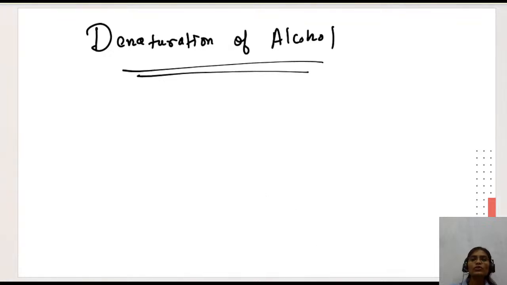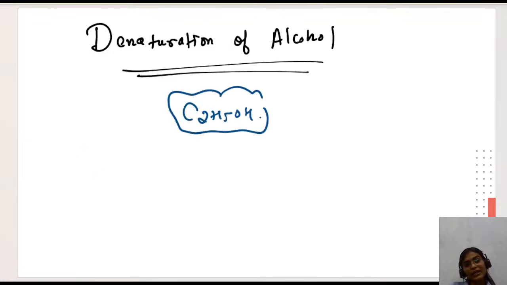This process is basically used for ethanol. As we are discussing ethanol, definitely the main agenda now is ethanol. So what is ethanol? C2H5OH. Do you know it? This is the alcohol which we use for drinking purposes. C2H5OH. But the problem is what?